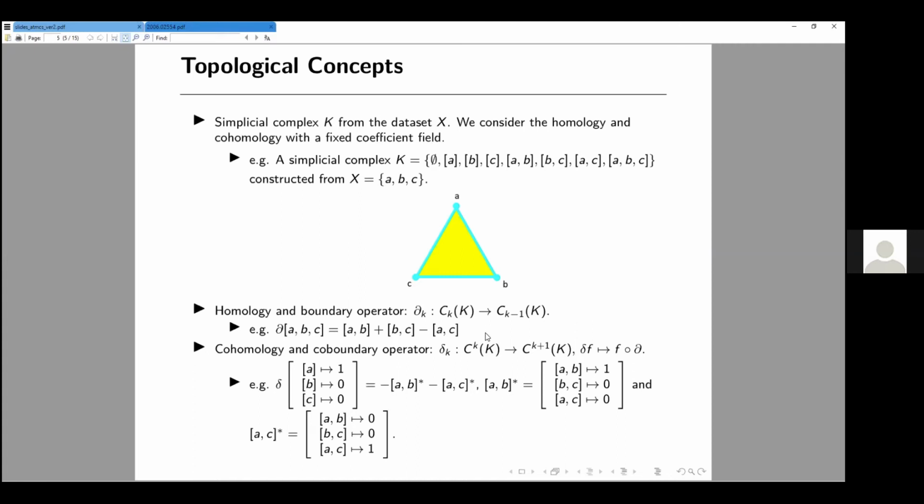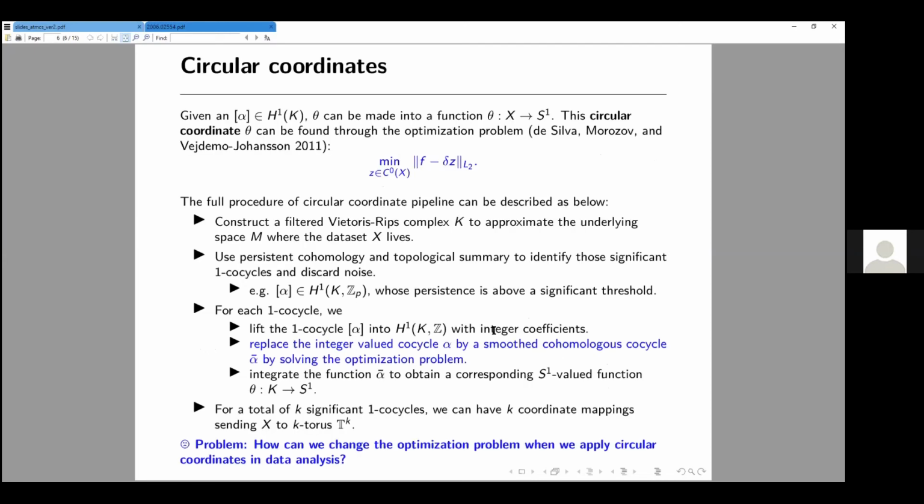So that's a very high level and very brief introduction, but we also provide a brief topological background appendix in our paper on arXiv. So taking that as granted, let's move on to the real meat, which is how the circular coordinates can be constructed and obtained. In their original paper, the circular coordinate can be obtained through one cohomology optimization problem. The full procedure of the circular coordinate pipeline can actually be described as below.